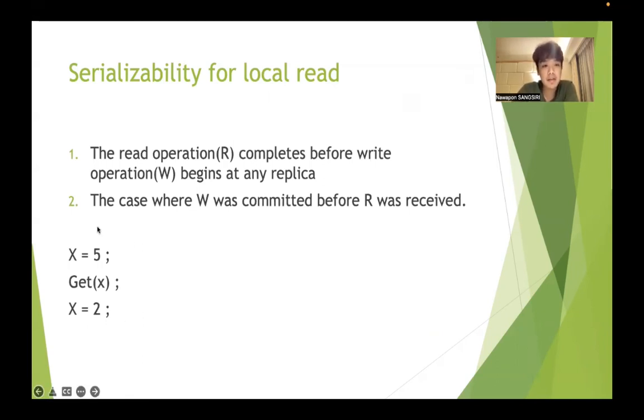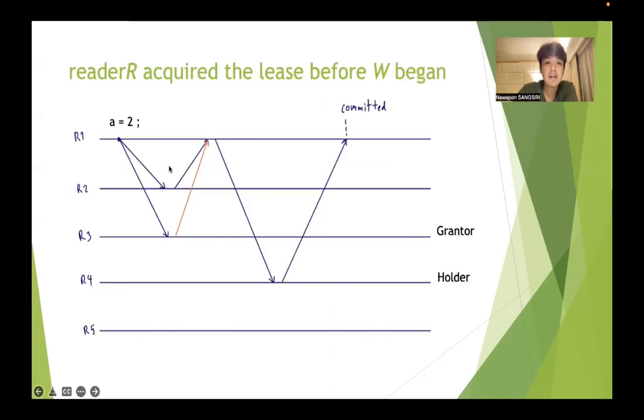For the first case, we will show it with this example. First, we have x equal to 5, and then we read x, and then we write x equal to 2 here. In this case, when we read it, we get 5, right? Because we read it before we changed it. The second case we can divide into two cases. The first case is the reader has a lease before the write operation begins.